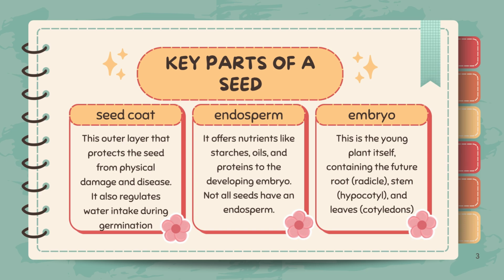Seed coat is the outer layer that protects the seed from physical damage and disease. It also regulates water intake during germination. Then the endosperm offers nutrients like starches, oil, and protein to the developing embryo, but not all seeds have endosperm. Meanwhile, the embryo is the young plant itself, containing the future root as radicle. Hypocotyl is the stem, and the leaves are cotyledons.